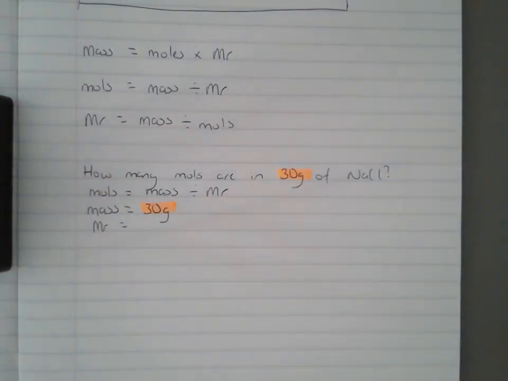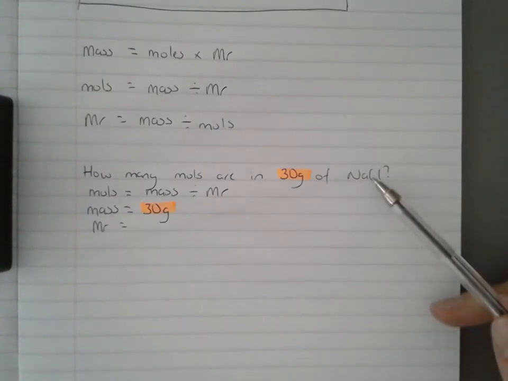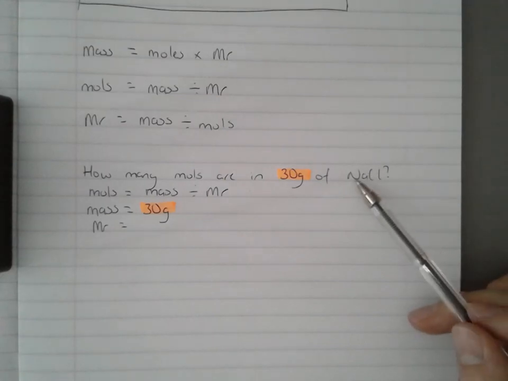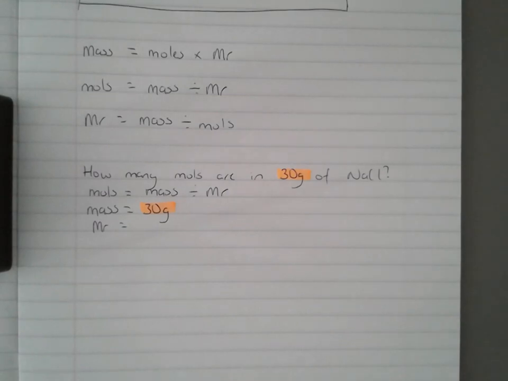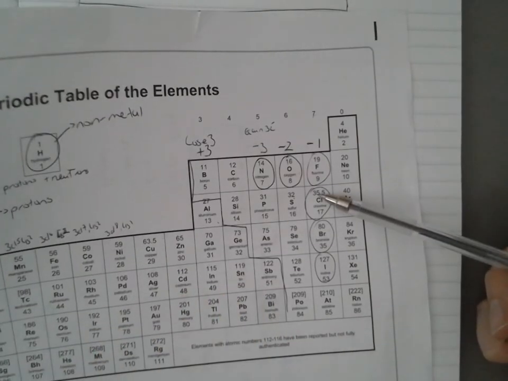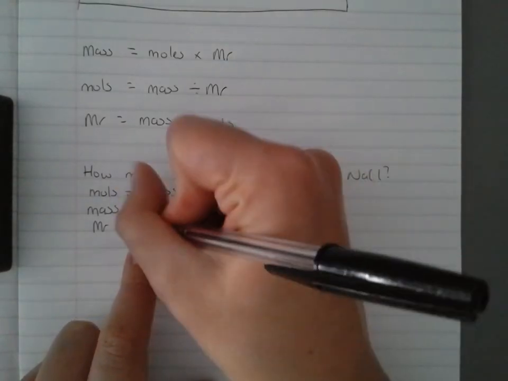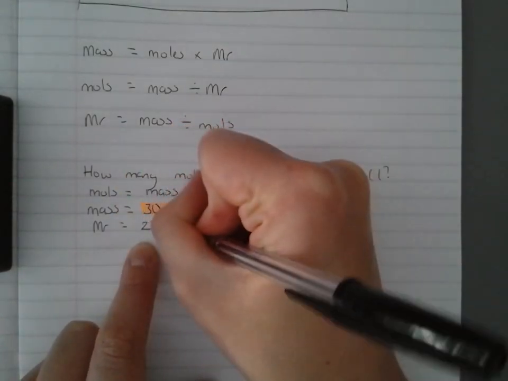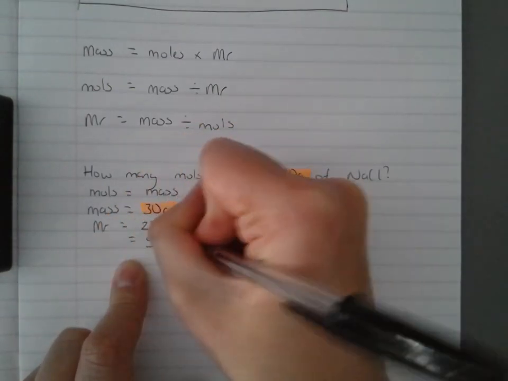In the last video, we looked at calculating relative formula mass. You're given a formula, NaCl, and you need to calculate the relative formula mass. Looking at my formula, I can see I've got one sodium, Na, and one chlorine, Cl. I go to my periodic table and see that the big number next to sodium is 23, the big number next to chlorine is 35.5. I just add those numbers together. So I have 23 plus 35.5, and that gives me 58.5.